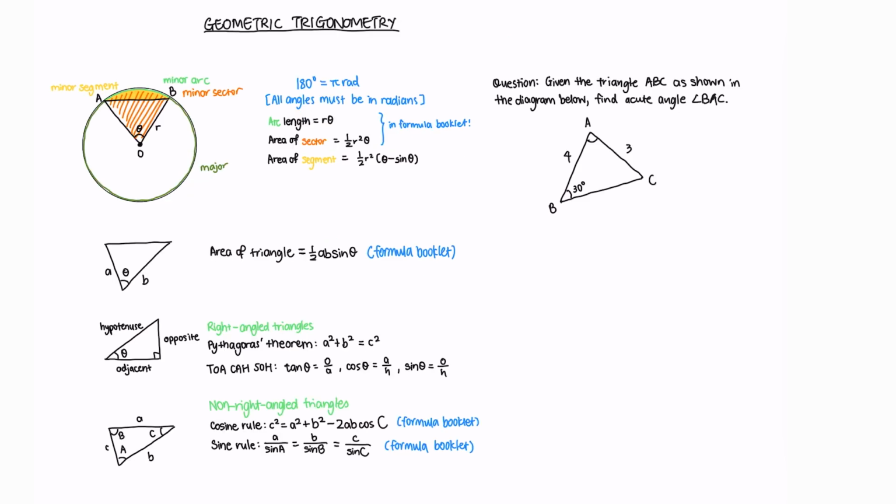Given the triangle ABC as shown in the diagram below, find acute angle BAC. So over here, we have two sides that are given and one angle, and we want to find the remaining angle. So since this relates two sides and two angles, we probably want to use sine rule, not cosine rule.